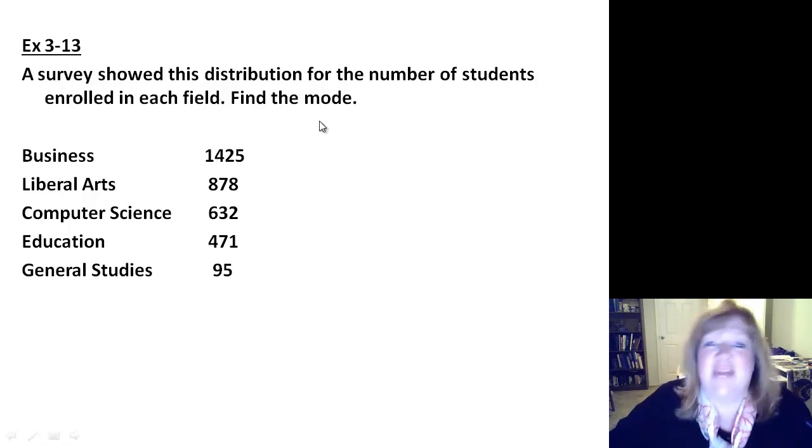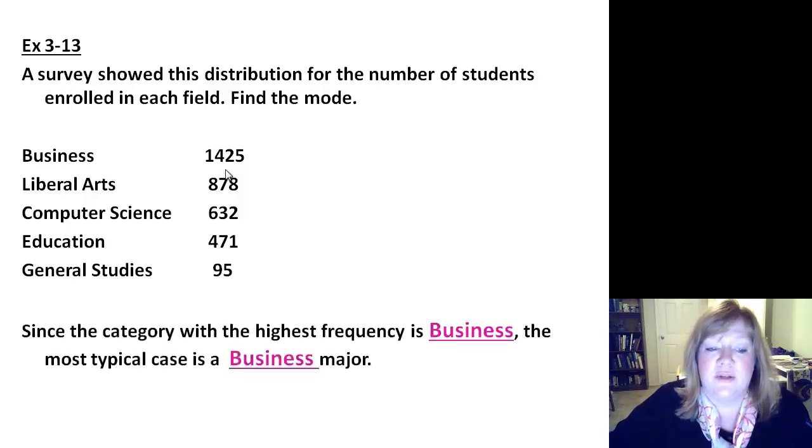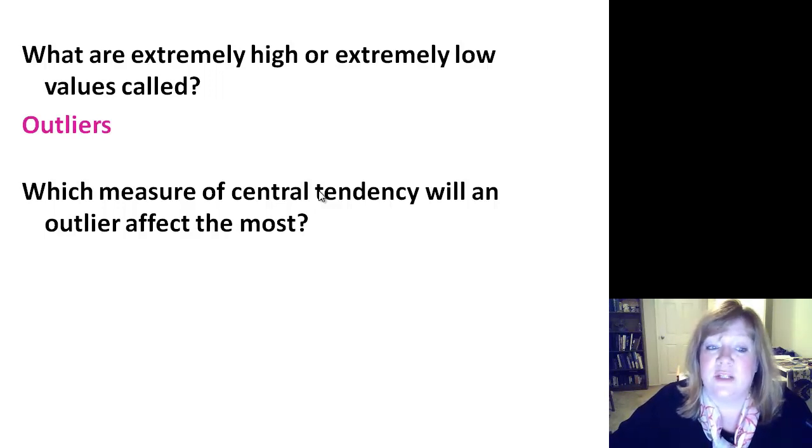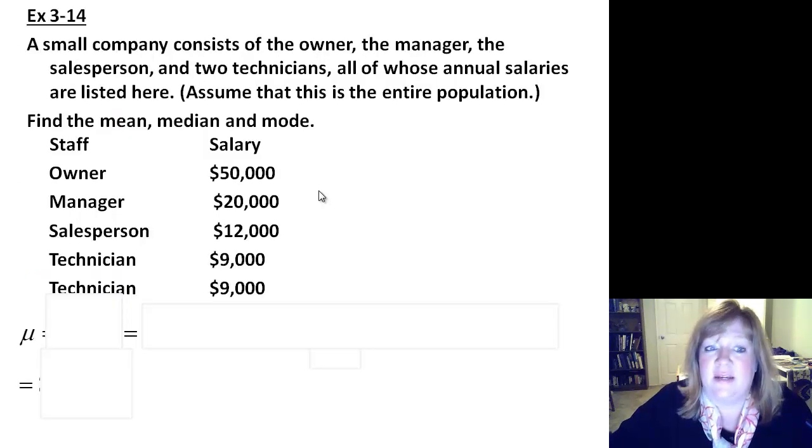The survey shows the distribution for the number of students enrolled in each field. Find the mode. If I look here, business has by far the most students. That's the mode, so the most typical case is the business major. What are extremely high or extremely low values called? They are outliers. Which measure of central tendency will the outlier affect most? The mean.